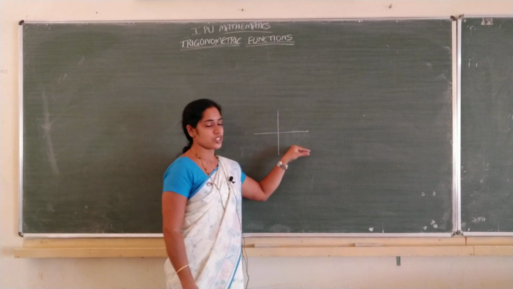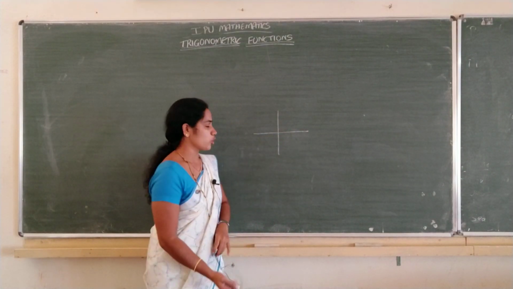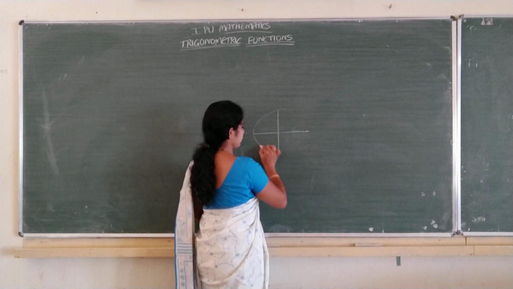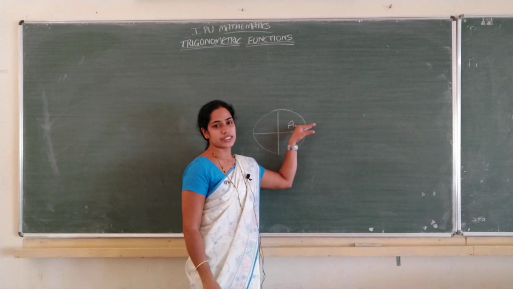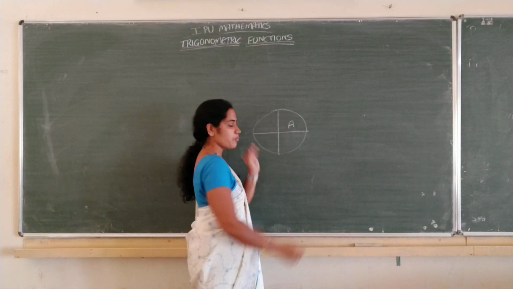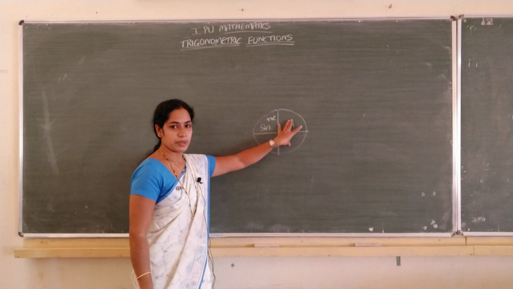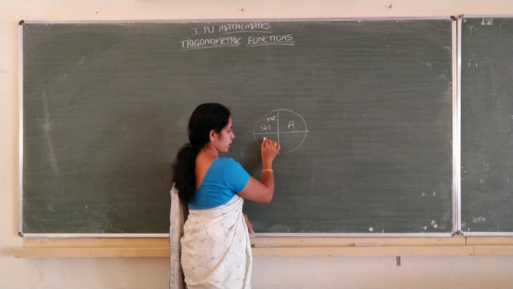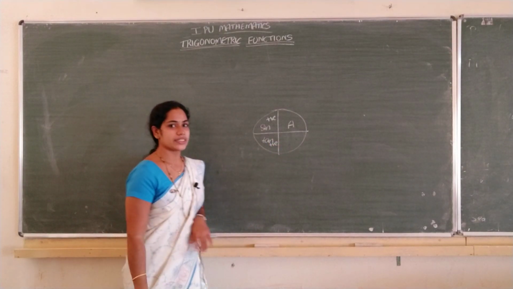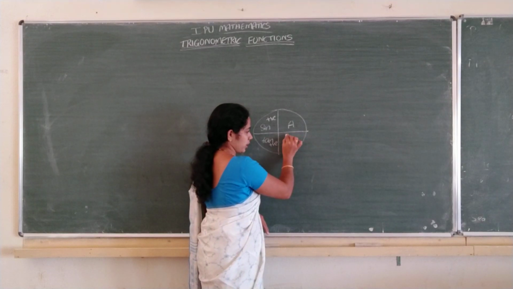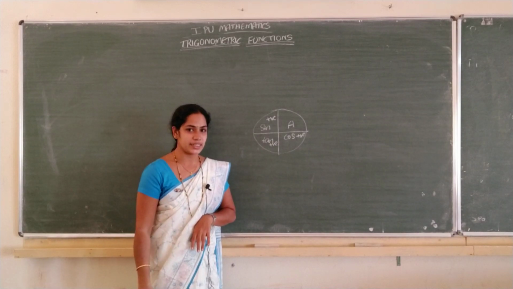Sign of trigonometric functions in the first quadrant, second quadrant, third quadrant and fourth quadrant. See, in the first quadrant, all trigonometric functions are positive. In the second quadrant, sine is positive, okay? You have to remember this. In the third quadrant, tan is positive. That means both sine and cos are negative. And in the fourth quadrant, cos is positive. That means sine is negative.